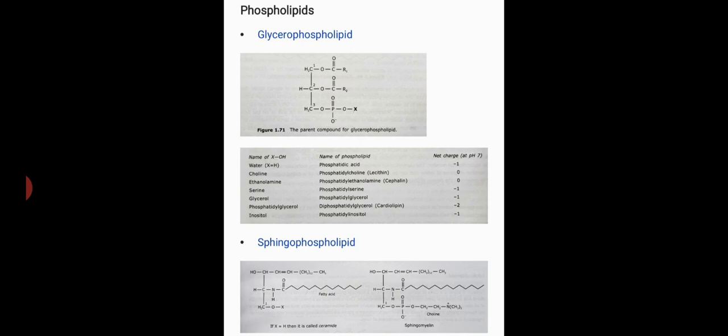The other phosphoglycerides are derived from this phosphatidic acid by addition or formation of an ester bond between the phosphate group and the hydroxyl group of one of several alcohols like serine, ethanolamine, choline, glycerol, and inositol.